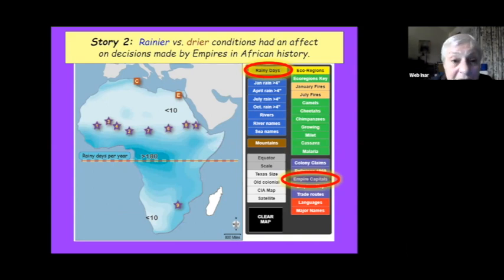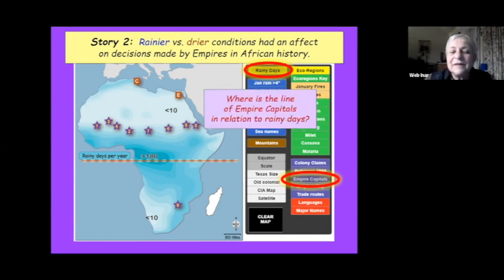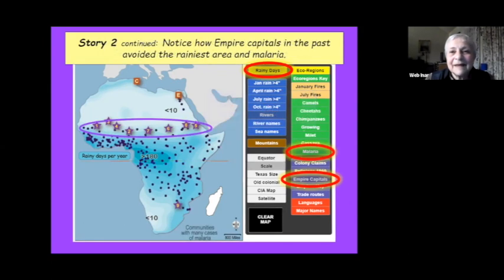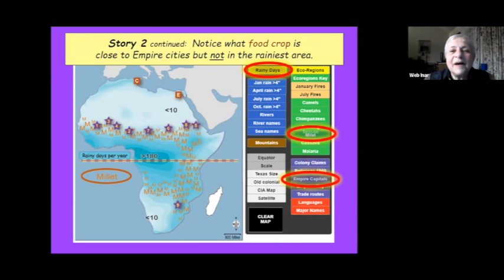Okay, another people layer is the layer about the empire capitals. The empire capitals, I think, have a fascinating location. Are they in the rainiest part of Africa? And it looks like they are not in the rainiest part of Africa. They're kind of in a line, not in the driest part either, but on the edge of the drier part of Africa. They are closer to enough rain to grow a grain called millet for food.